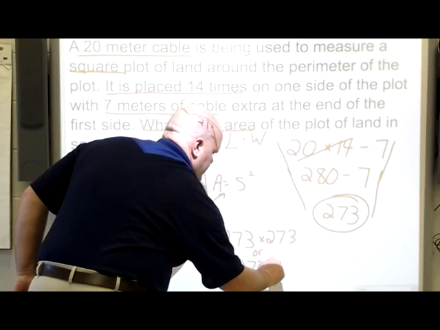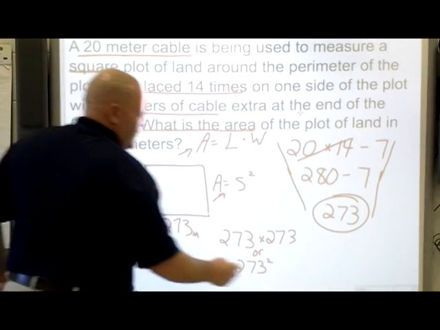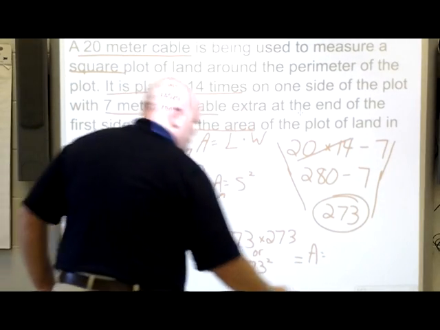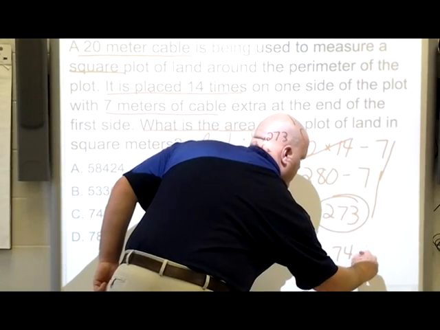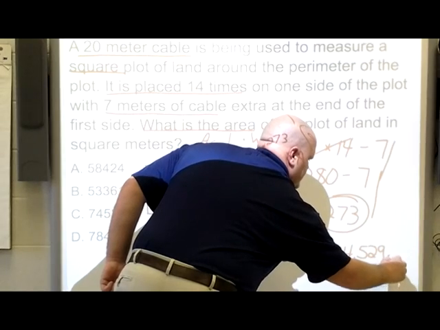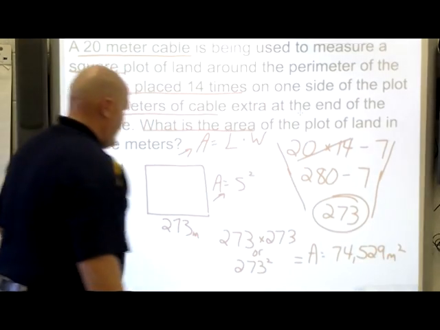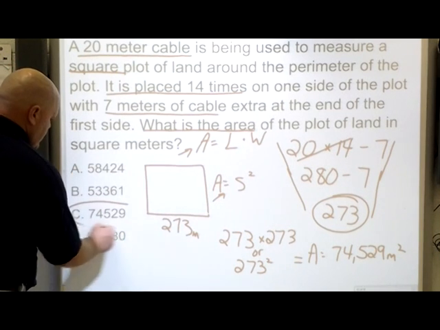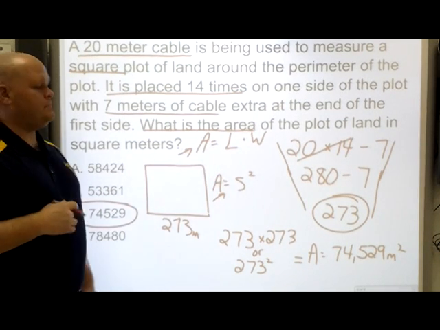273 using the calculator, square it, and I'm going to find in my final answer, the area equals 74,529, that is in meters squared. They don't ask me, or they're not concerned with the unit of measure here, but I know my answer. My answer here is C.